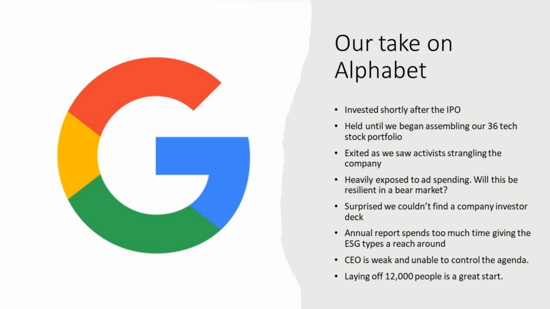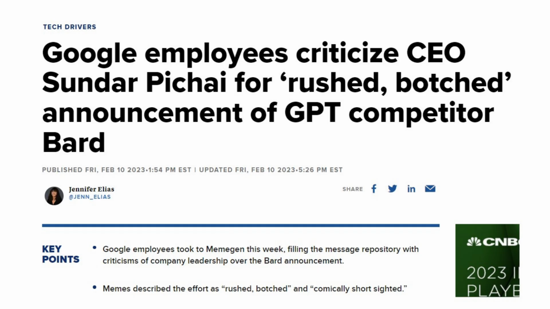And when we talk about the CEO being unable to manage the agenda, a great example is their recent rushed, botched announcement of their Bard offering. And everybody was quick to blame Google and the CEO when, in fact, they should be blaming their marketing team. Who the hell lets a demo go out with a mistake? That's incredible that anybody didn't catch that before it actually happened.